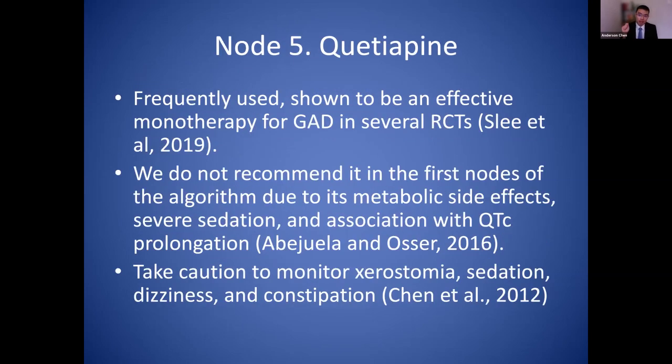Another medication that's frequently used, shown to be an effective monotherapy for generalized anxiety disorder in several randomized controlled trials, is quetiapine. But we don't recommend it in the first node of the algorithm because of the side effects: metabolic side effects, severe sedation, association with QTc prolongation, not to mention extrapyramidal symptoms, and the black box warning for the antipsychotic. So if you do use it, you want to be conscientious of these things. Take caution to monitor xerostomia, sedation, dizziness, and constipation.